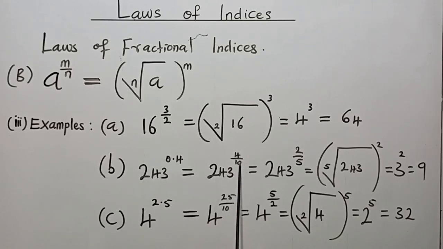4/10 is the vulgar fraction, and we can convert it to its lowest term, and it is equal to 2/5. I just believe that you know how 4/10 became 2/5. In any case, 243 to the power 0.4 is the same thing as 243 to the power 2/5. Again, using this law to evaluate this, we have it the fifth root of 243 all to the power 2.